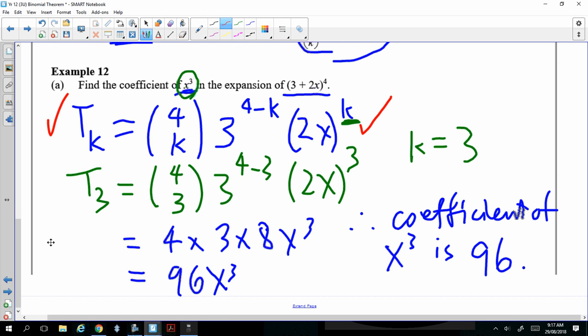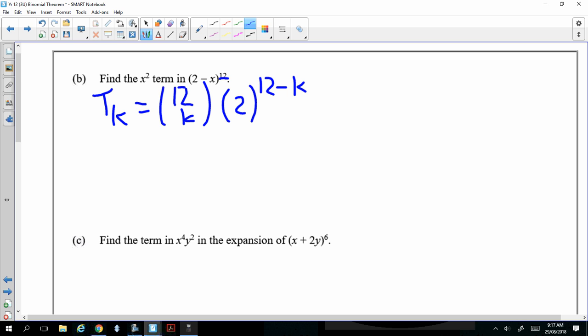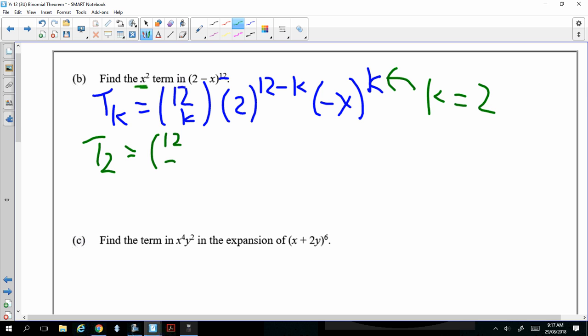X squared term. Again, you need to write Tk first. That's your first step. What's Tk? It will be 12Ck. Remember, take the highest power, 12, and then you do 2 to the power of 12 minus k, and then negative x to the power of k. Okay? Then you decide, obviously, this has to be 2 for that to work, since you want the x squared term. So write T2 equals 12C2, that will be 2 to the power of 10, negative x squared. Right? And use your calculator.